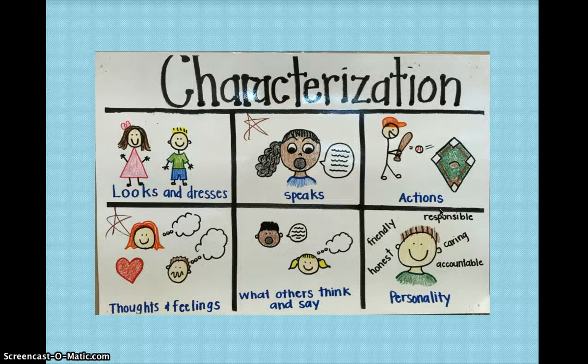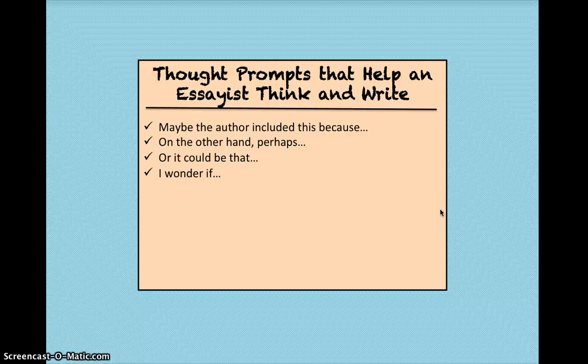Remember, this is kind of like characterization, which we've done before. Thinking about how the character looks and dresses, how they speak, their actions, their thoughts, their feelings, what others say and think about that character, and how that reveals the personality of the character. Only now we're taking it a step further and thinking about why the author included those characterization details so we can get deeper and closer to the central idea, what the author's real purpose is for writing this story.